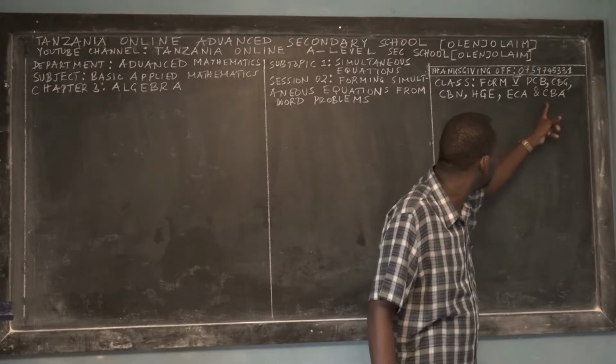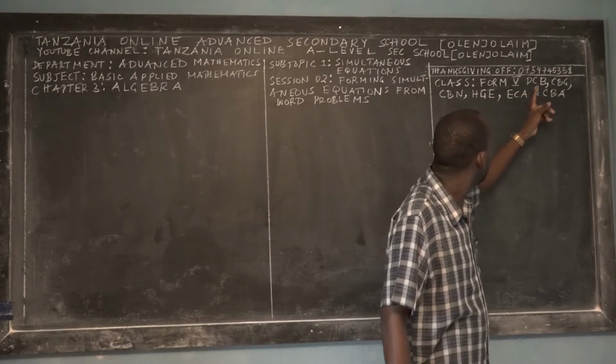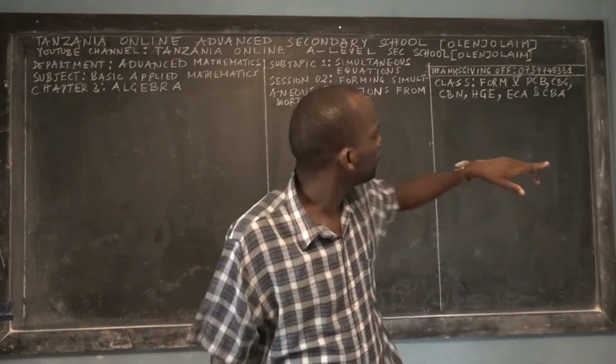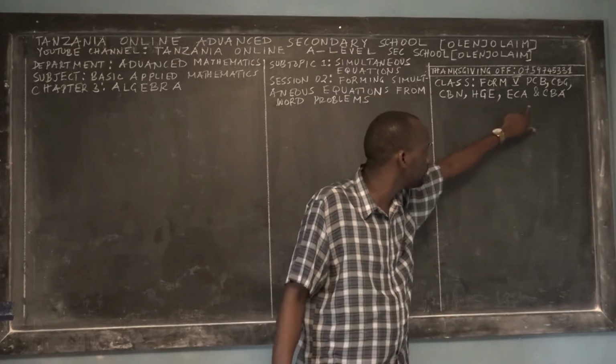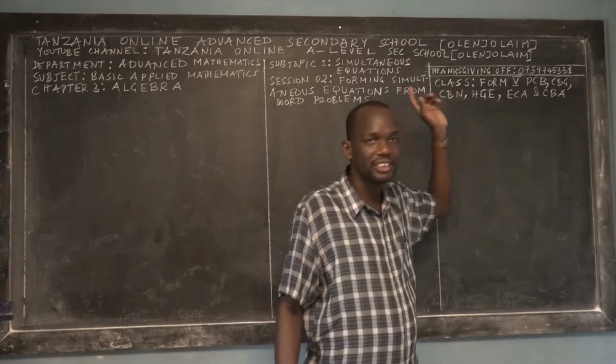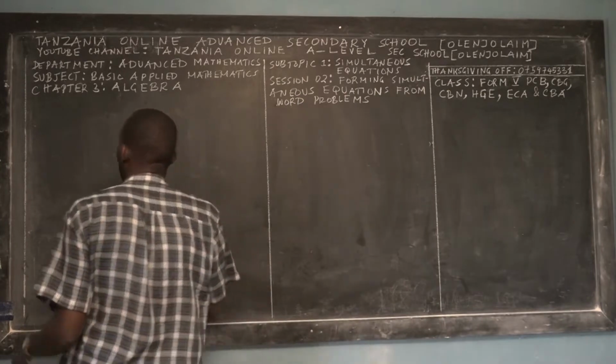This C, and this C, and this C stand for advanced chemistry, and this C stands for commerce, so you should not confuse them. These 2 combinations are for pure arts, and these 4 combinations are for the sciences, right? So let us go inside the session.